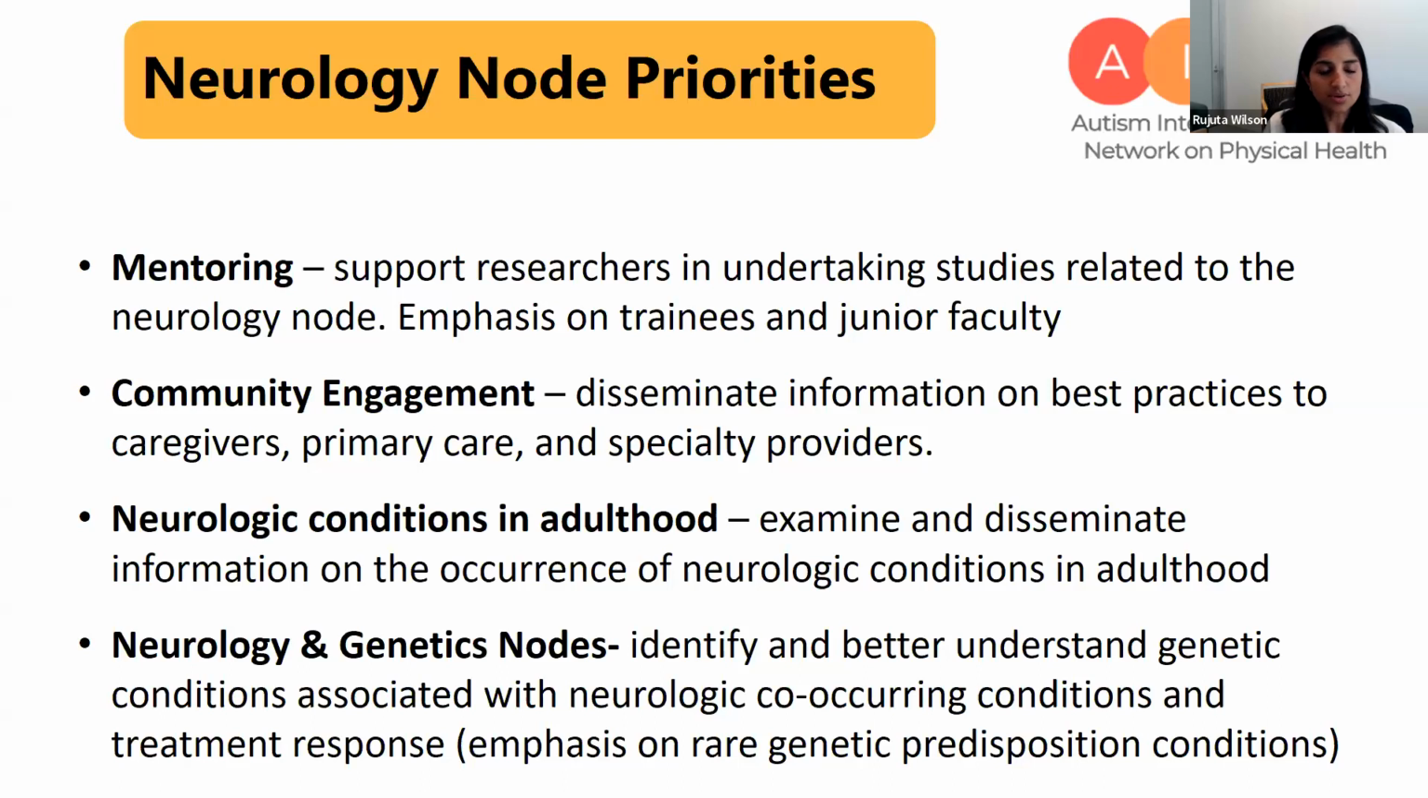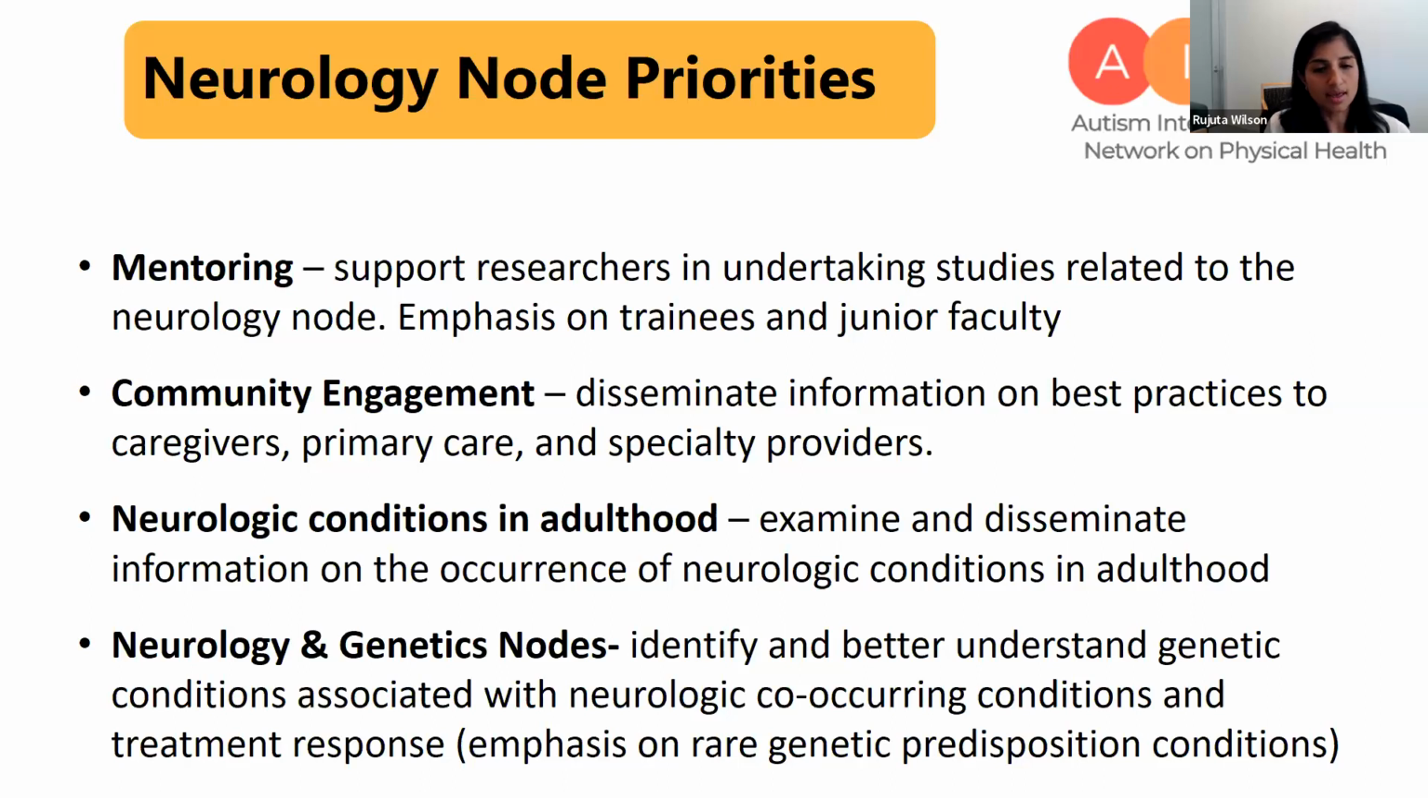We also want to understand neurologic conditions in adulthood. Those have largely been understudied, particularly in autism. And so it's important for us to examine and disseminate information about the occurrence of these conditions in adulthood, both to caregivers, individuals themselves who have autism, as well as primary care and subspecialty providers.